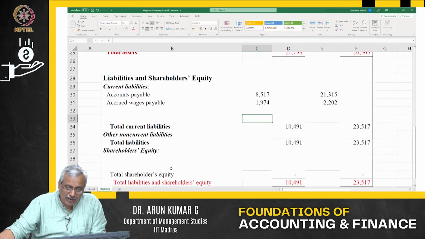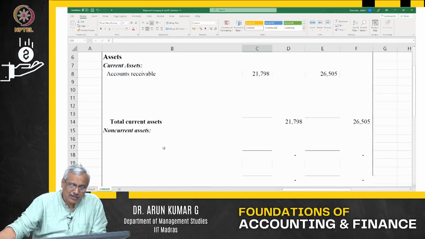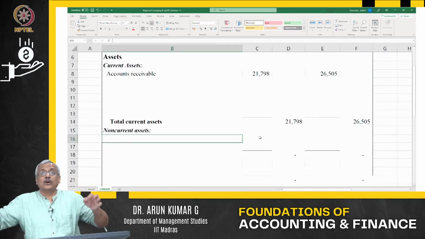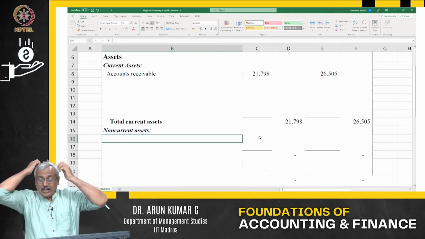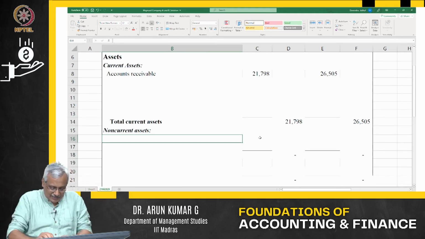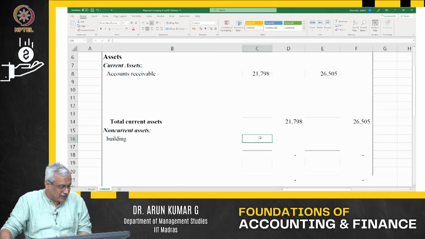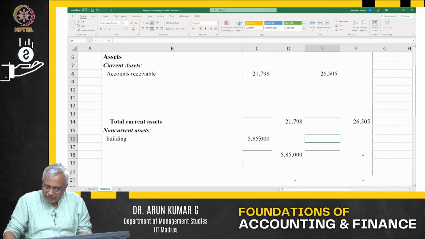So, what is building? Building is a non-current asset. It is going to be a long-term asset. The other name for it is a fixed asset. Yes, it is a fixed asset, building. What is the price of the building? 585,000, the price of the building is 585,000.